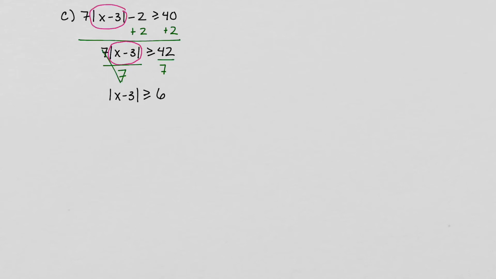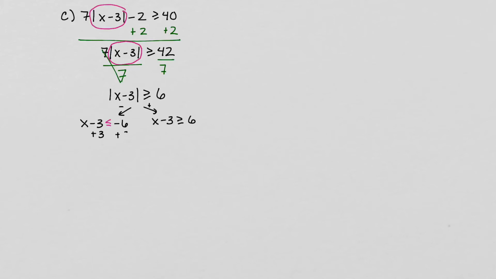And so now, if I look, I have the absolute value all by itself. It's greater than or equal to a positive number, so that works out perfectly. So we're going to look at the negative case and that positive case. So in the negative case, we have x minus 3. Remember, I'm going to flip that sign, so it's going to become less than or equal to negative 6. And then x minus 3 is greater than or equal to positive 6.